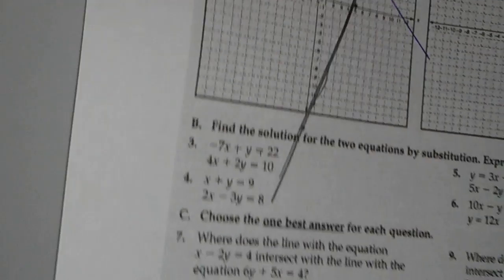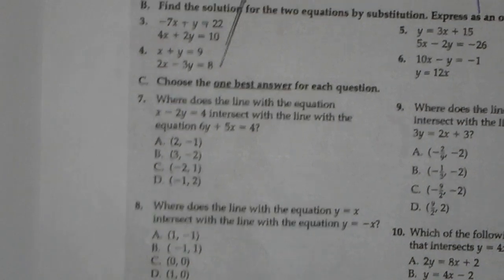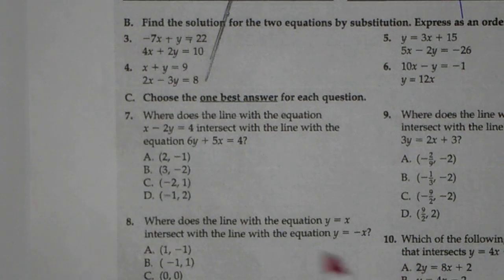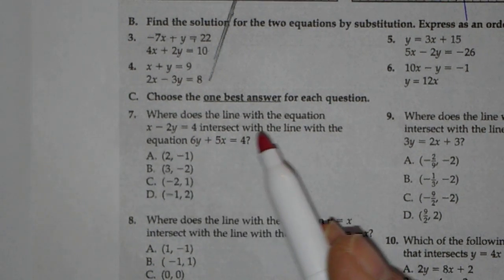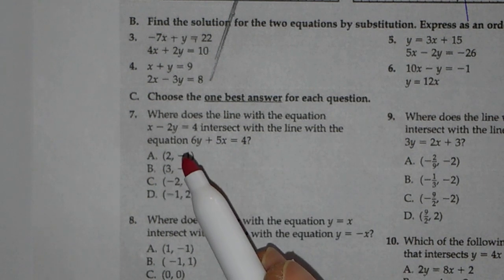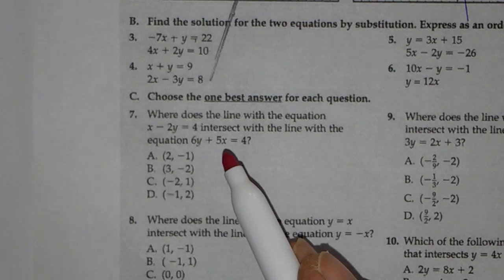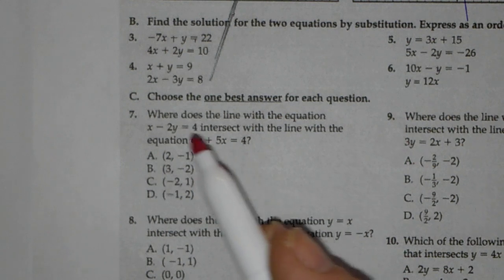Okay, number 7. Where does the line with the equation x minus 2y equals 4 intersect with the line with the equation 6y plus 5x equals 4? Where do these two intersect?